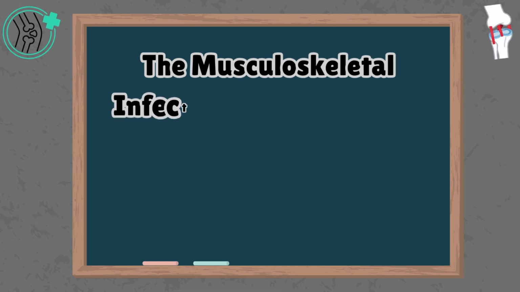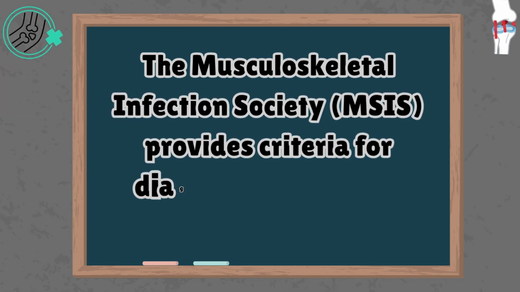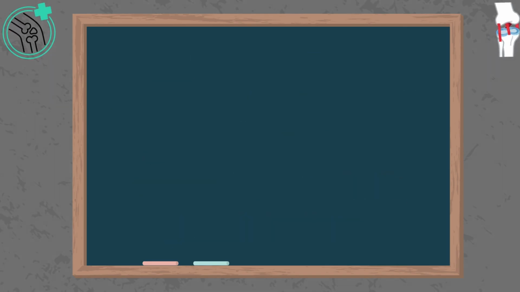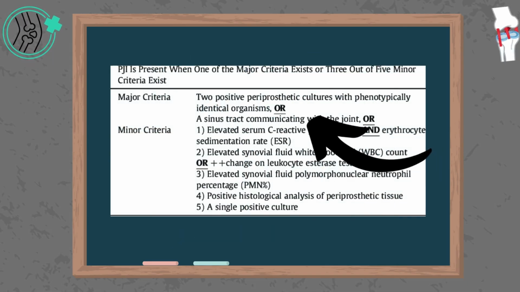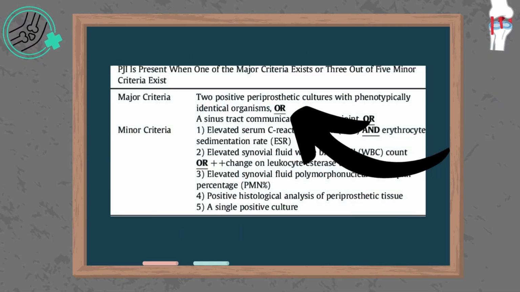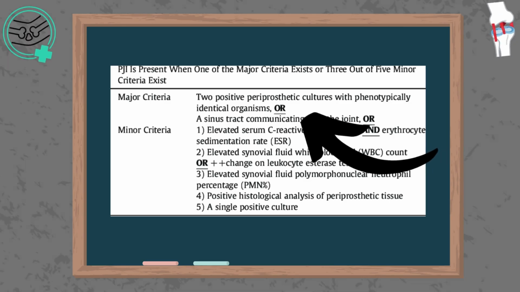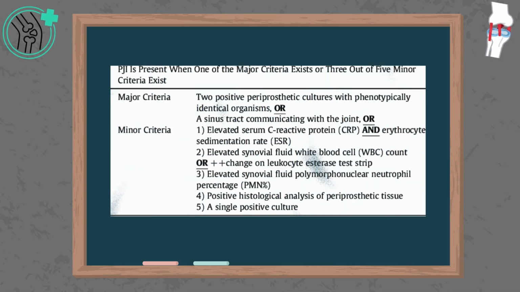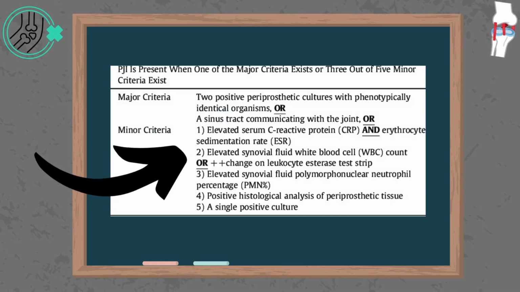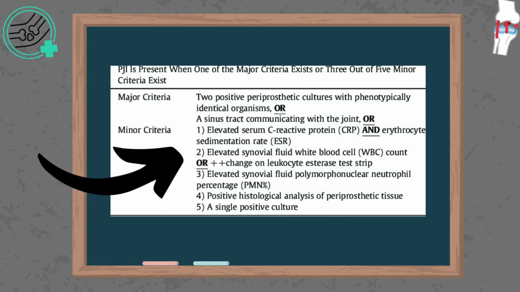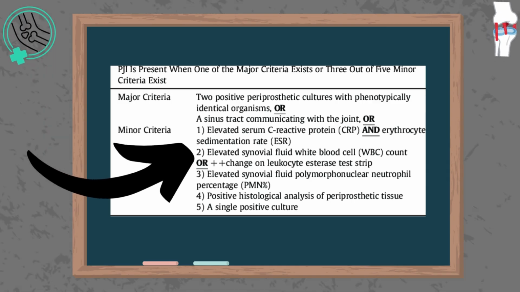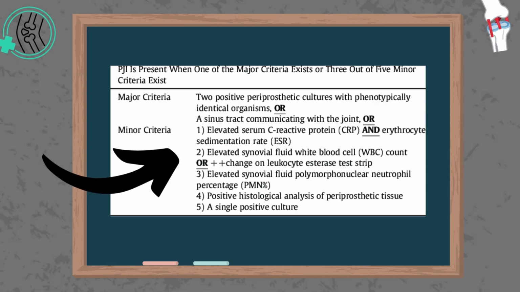MSIS criteria. The Musculoskeletal Infection Society, MSIS, provides criteria for diagnosing prosthetic joint infections. Major criteria include the presence of a sinus tract communicating with the prosthesis or isolation of a pathogen from two separate tissue samples from the affected joint. Minor criteria, including elevated ESR, CRP, synovial WBC, and PMN levels, as well as purulence in the affected joint, are considered if at least 4 of 6 are present.